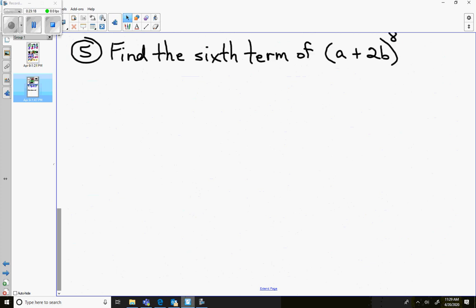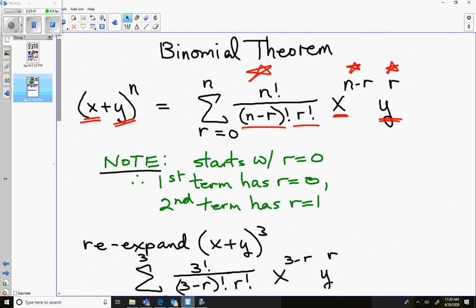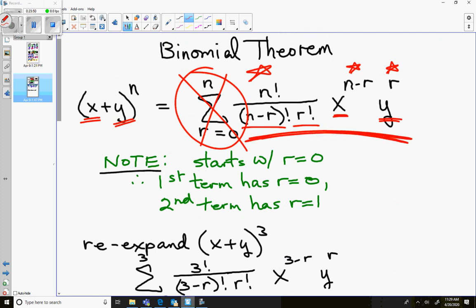But a question like this: find the 6th term. So I don't want the full expansion. I just want a specific term. I want the 6th term of this binomial to the 8th power. That is when I would use part of the binomial theorem. Now, with that being said, I'm not doing the whole thing, so I would not be using the sum. So I wouldn't have that part. But I would have all of this for the one we're looking at.